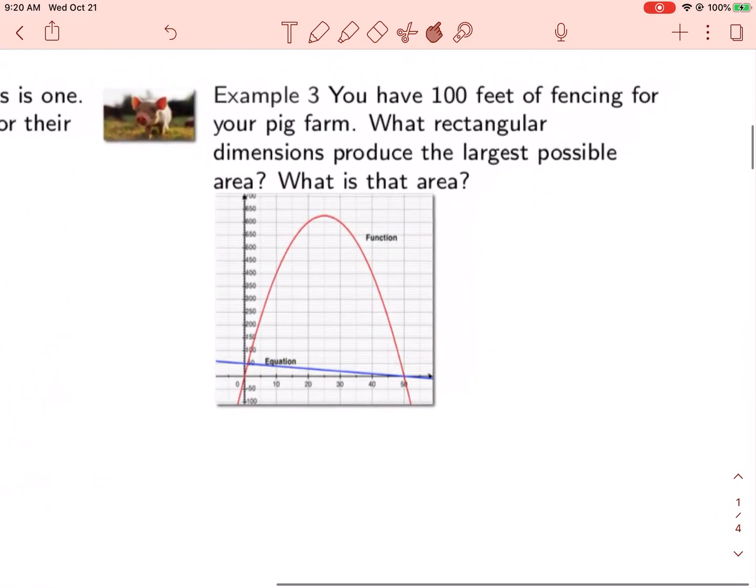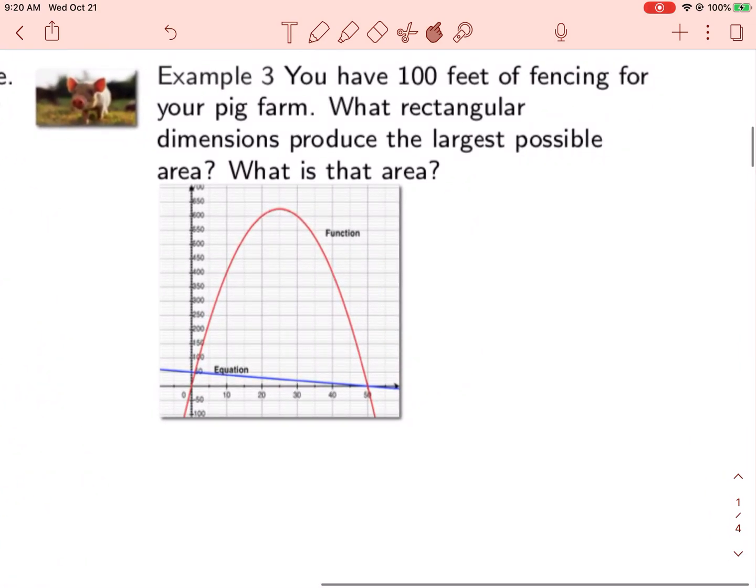Example 3, you have 100 feet of fencing for your pig farm. What rectangular dimensions produce the largest possible area? What is the area? Okay, again, here's a picture to look at. We're trying to find the largest possible area. So I'm actually shooting to find this point right there. Okay, just a little bit of what we're doing.